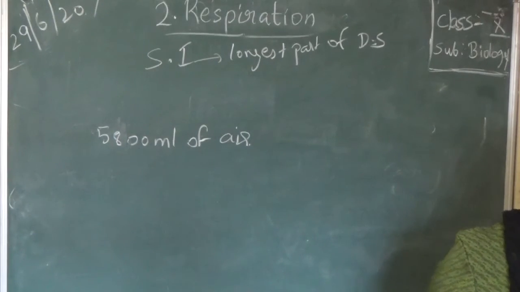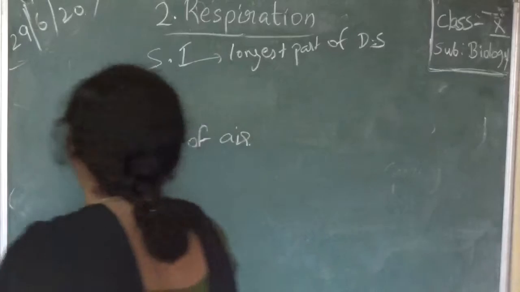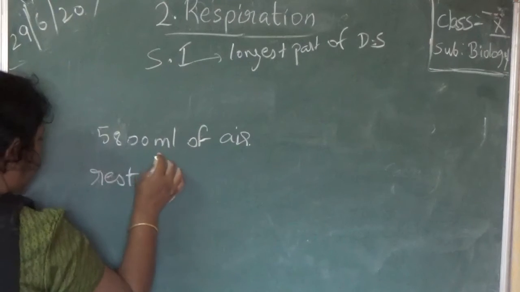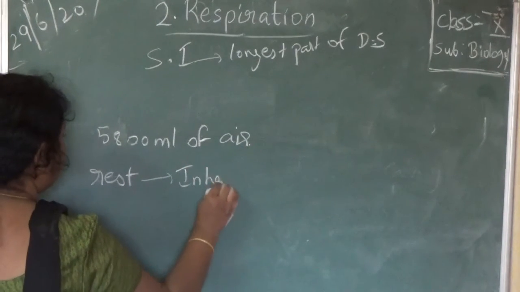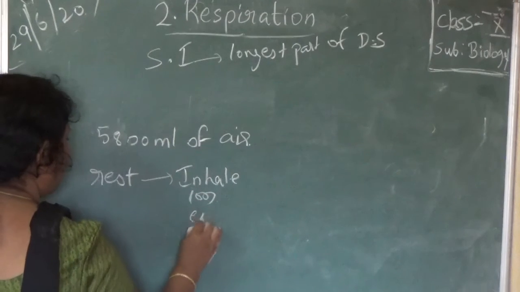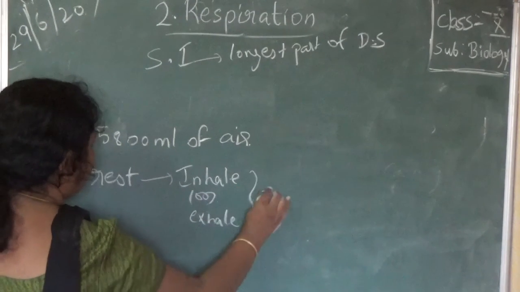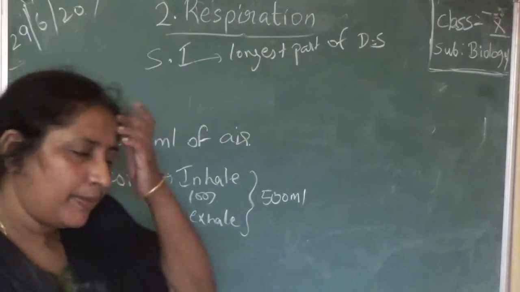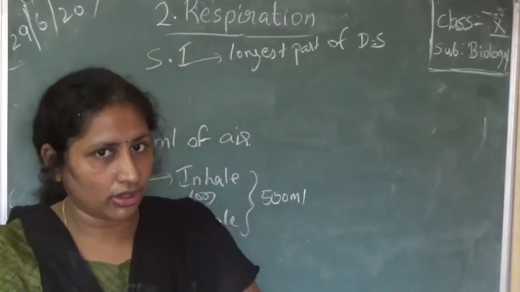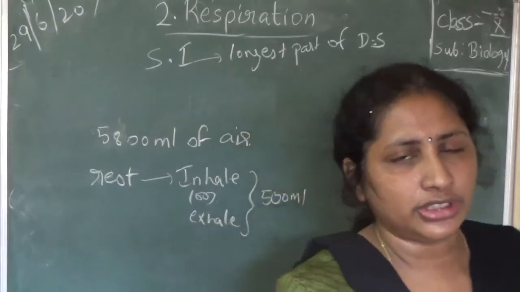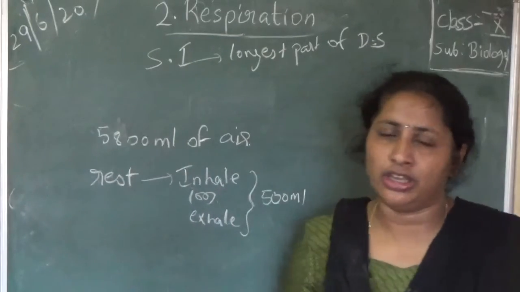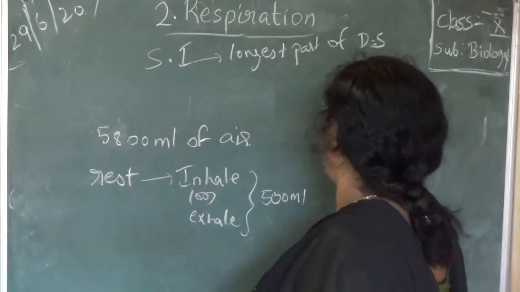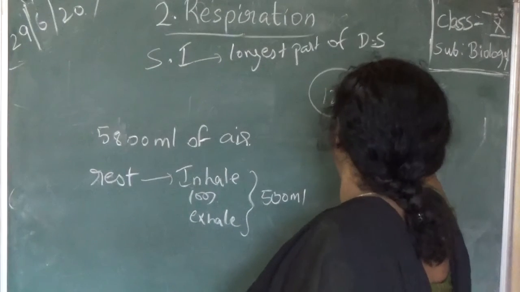So normally, when you are in the rest condition, you inhale or exhale 500 ml of air. That means while in the rest condition, when you are not doing any activity, you inhale or exhale almost 500 ml of air. After exhaling also, even 120 ml of air still remains in the lungs.